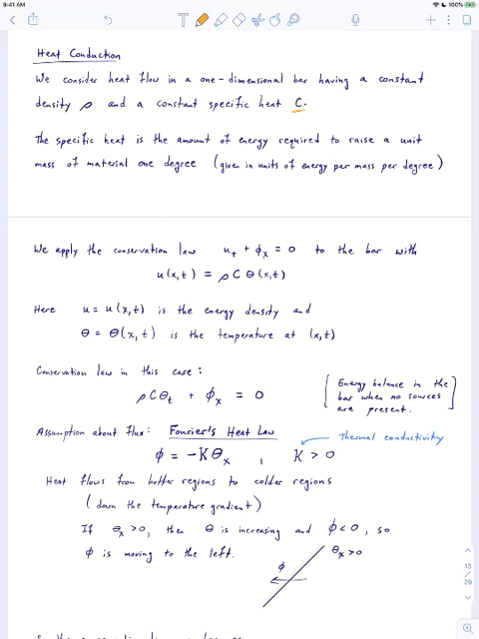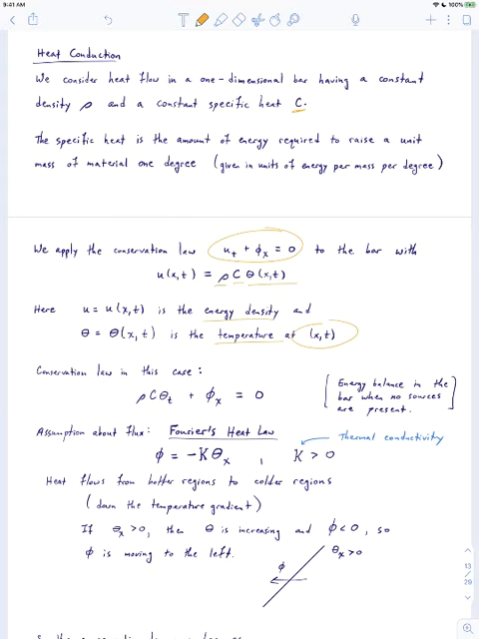We will apply our conservation law to the bar. Our conservation law is the partial derivative of u with respect to t plus the partial derivative of phi with respect to x is equal to 0, where, remember, u is giving us a density of some kind, and phi is a flux. Now, in this particular case, u is going to be defined to be ρ times c times theta. Now, u is the energy density, and theta is the temperature at a specified place, x, and a specified time, t. So u is our energy density.